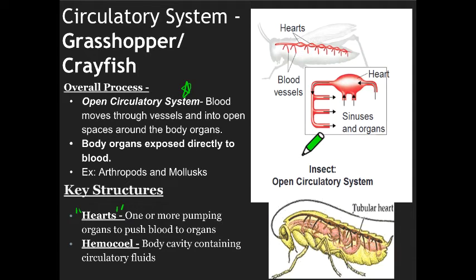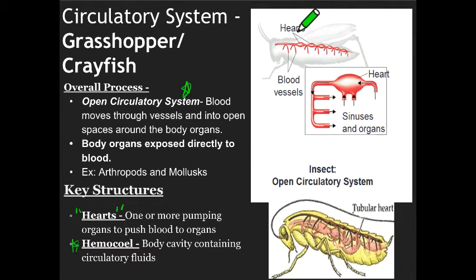Now this whole idea is that blood moves through the vessels into open spaces around body cavities and organs, and they're able to get enough of the materials they need, whether it's oxygen, nutrients, whatever. The body cavity containing these fluids is called the hemocoel, all right? So that's in this open cavity here.